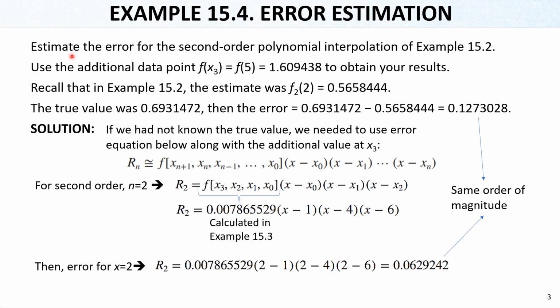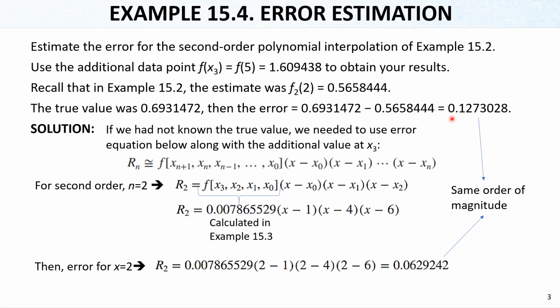And here we will estimate the error for the second order polynomial interpolation of example 15.2, and we will use an additional point of 5 actually. We know this value, but we are not using it in the second order polynomial. For the second order polynomial we will have x0, x1, x2 as 1, 4, and 6, and this is additional data. The estimate was 0.56 in 15.2. Let's remember that first, and the true value is 0.69, and the error is basically just the subtraction of these, the true error, not the percentage error or relative error, just the subtraction.